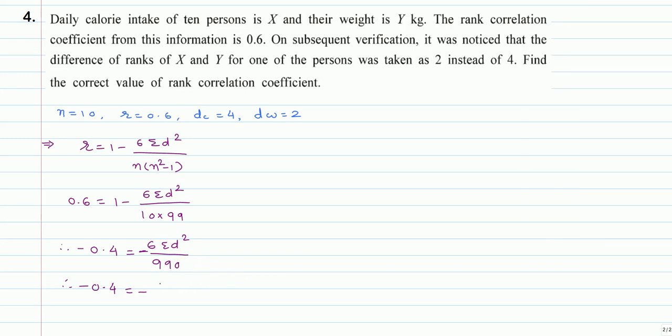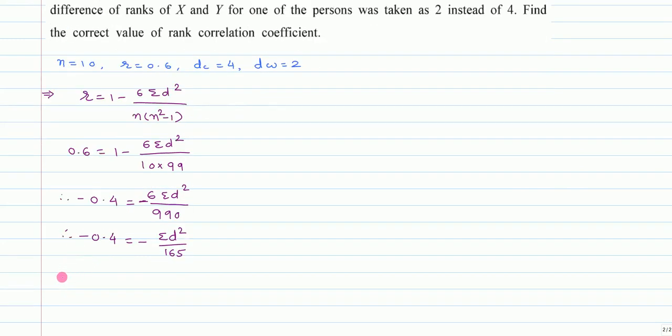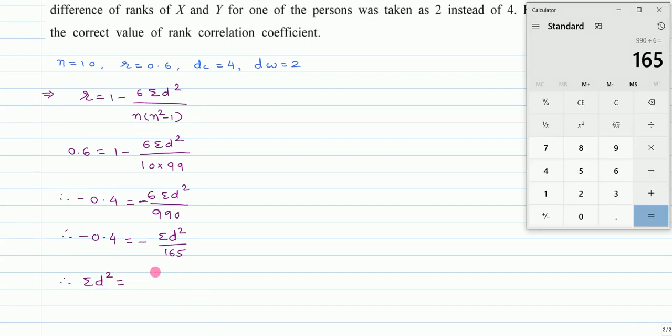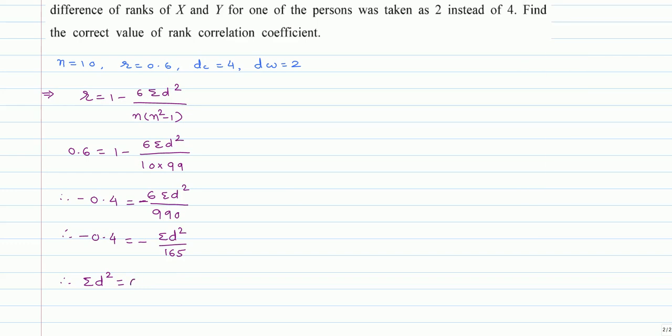Therefore, 990 divided by 6 is equal to 165, so minus 0.4 equals minus sigma D square upon 165. Therefore, what is the wrong value of sigma D square? Sigma D square, cancelling minus on both sides, equals 165 into 0.4, which gives us 66. So the wrong value of sigma D square is 66.